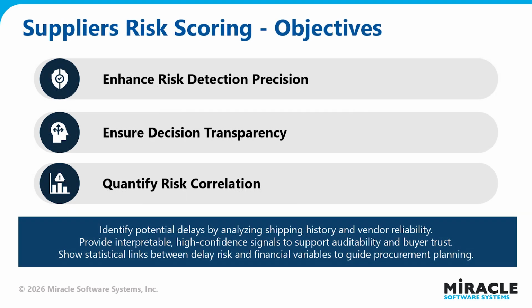So, what could be the objectives for supplier risk scoring? Analyze shipping history and vendor reliability to flag potential delays, surface high confidence signals for auditability and trust, and reveal statistical links between delay risk and financial variables to strengthen procurement planning.